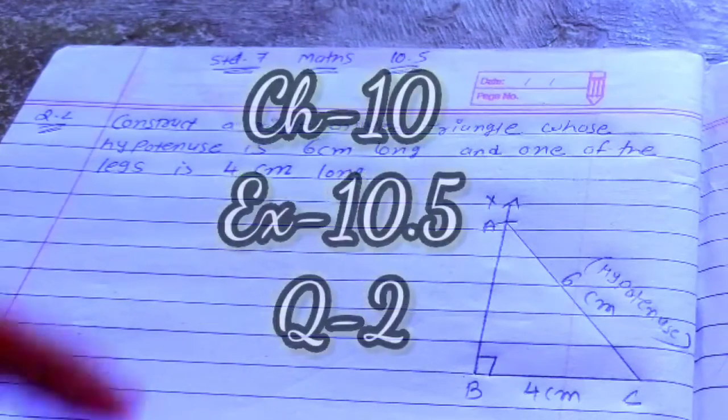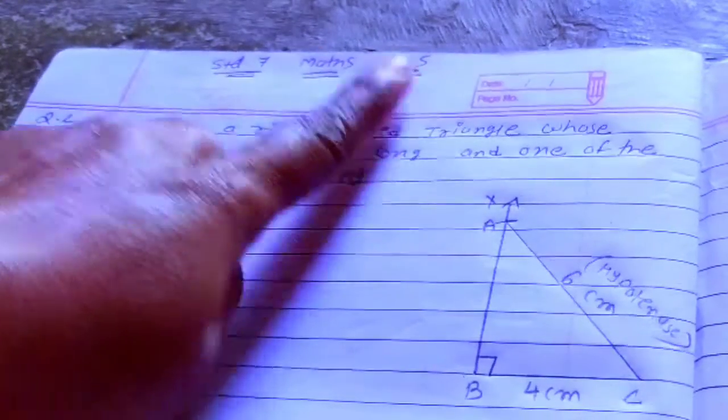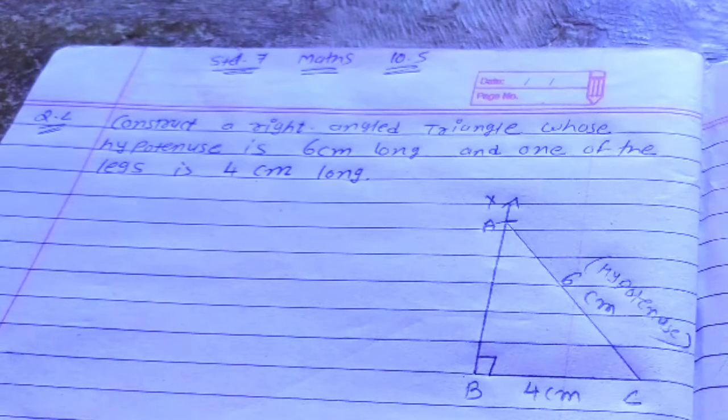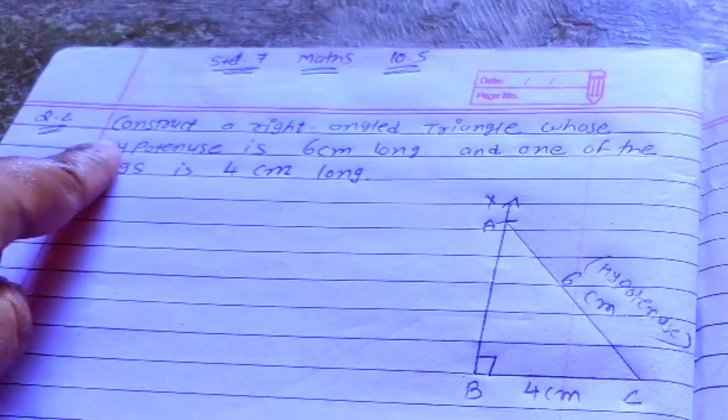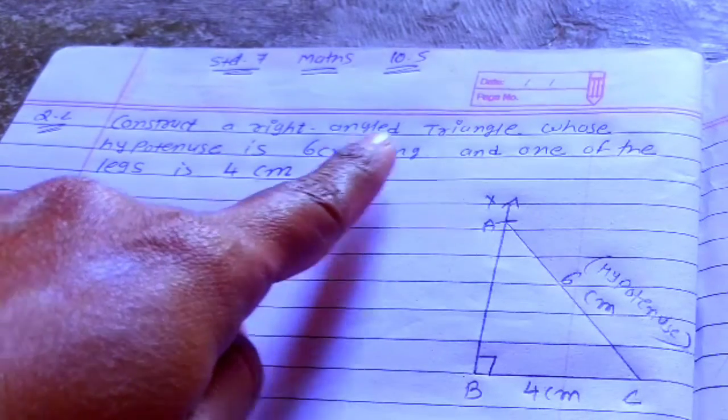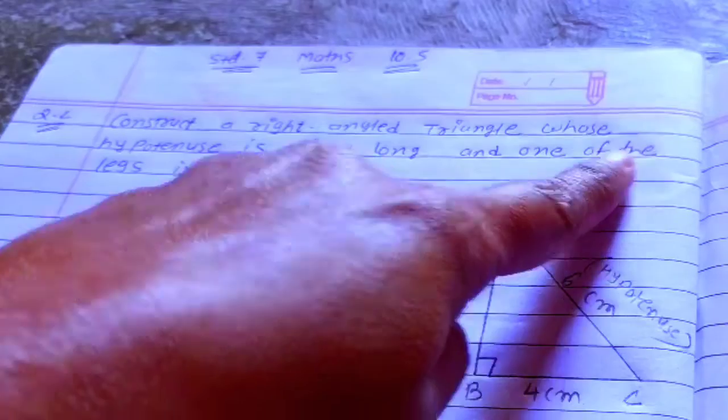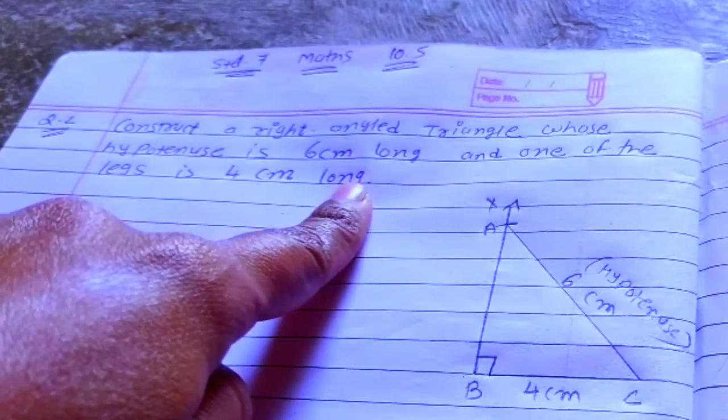Hello children. Standard 7 Maths exercise 10.5 question number 2. Construct a right angle triangle whose hypotenuse is 6 cm long and one of the legs is 4 cm long.